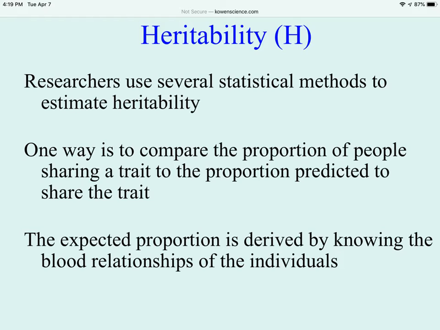So to estimate heritability, researchers use several statistical methods. One way is to compare the proportion of people that share a trait with the proportion that's predicted to share a trait. And then another one is by comparing blood relatives and looking through blood relationships of individuals and seeing how a trait is passed from one family member to another, or how many in a family have a particular trait.